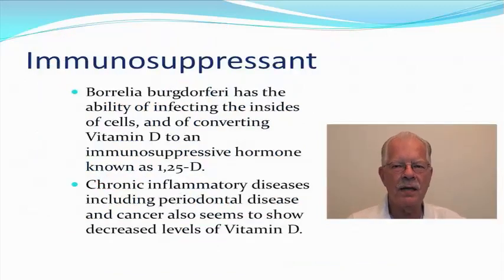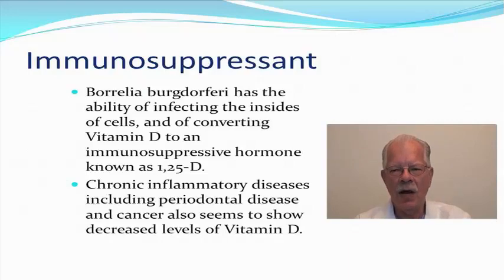Now we're going to get into the theory of why and how spirochetes cause immunosuppression. The Lyme disease spirochete, Borrelia burgdorferi, has the ability of infecting the inside of cells and of converting vitamin D to an immunosuppressant hormone known as 1,25-D. The whole vitamin D complex is very interesting, and is a very, very hot subject today, and we're going to discuss this in some detail here in a few minutes.